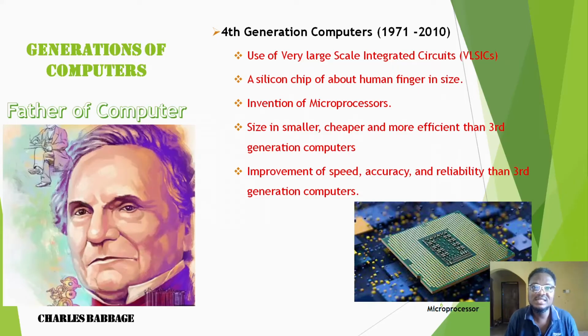With very large scale integrated circuits, it was possible to build over 20,000 components into a single piece of silicon chip about the size of a human finger. This generation brought about the invention of the microprocessor and the birth of calculators and digital watches. The semiconductor memories are RAM and ROM, and the input-output devices are keyboard, pointing devices, optical scanners, monitors, and printers, etc. Today, computers still use microprocessors, despite the fourth generation being considered to have ended in 2010.